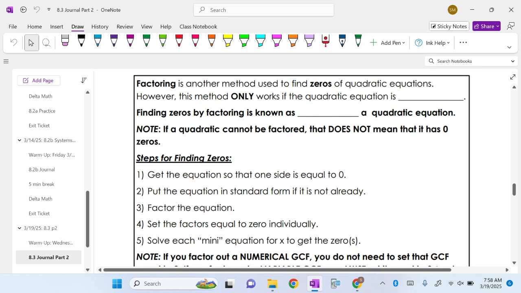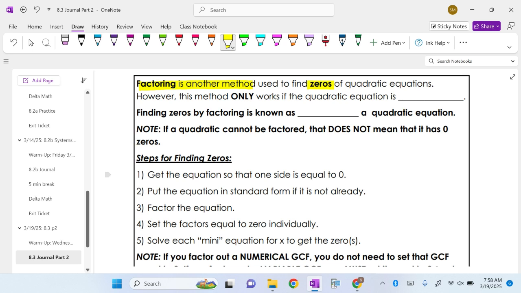Now, we're going to talk about the factoring method to find zeros of quadratic equations. Now, the problem with this method is that it does not work on any quadratic. It only works if the quadratic equation is factorable.